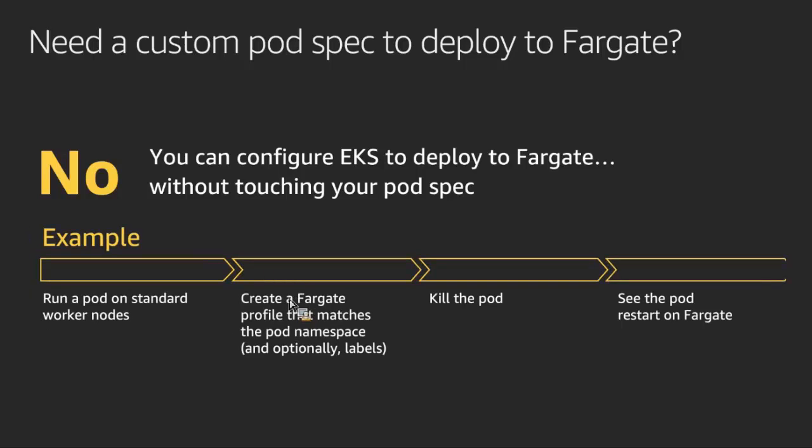So the flow is that you run a pod on standard worker nodes, which is probably what you're doing already. You create a Fargate profile that matches the pod namespace and optionally labels. So you know what you're running, so you could create a Fargate profile that is able to catch that combination. Then if you kill the pod, that pod will restart on Fargate.